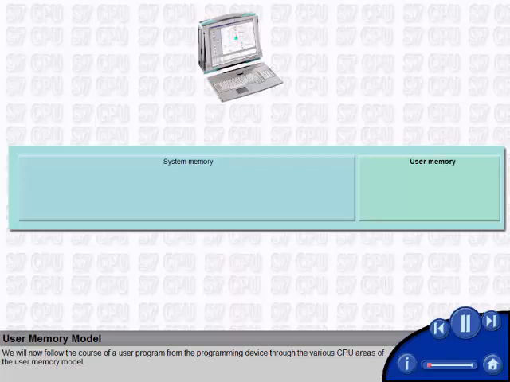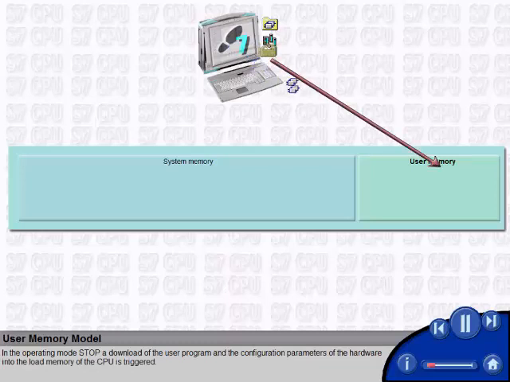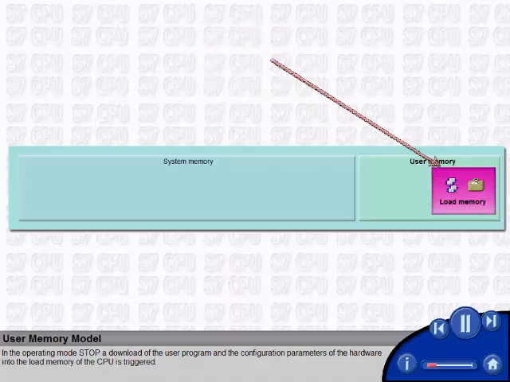the user memory model. The user program and the parameters of the Simatic automation system were generated offline on a programming device using the Simatic Step 7 software. In the operating mode stop, a download of the user program and the configuration parameters of the hardware into the load memory of the CPU is triggered.